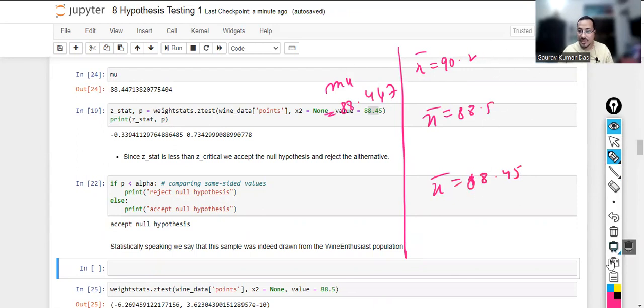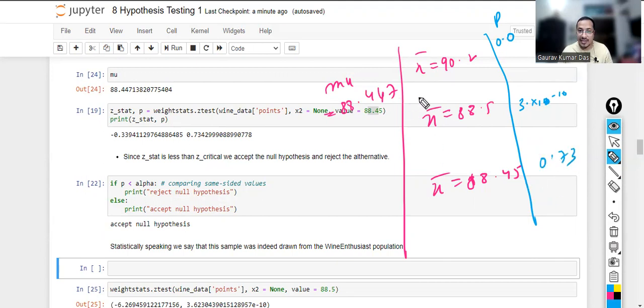Okay. In this case, my P value was very, very small. It was almost 0. Here it was again very, very less, 3 into 10 to the power minus 10 or something like that, whatever it is. Okay. And then we had this where it was 0.73.